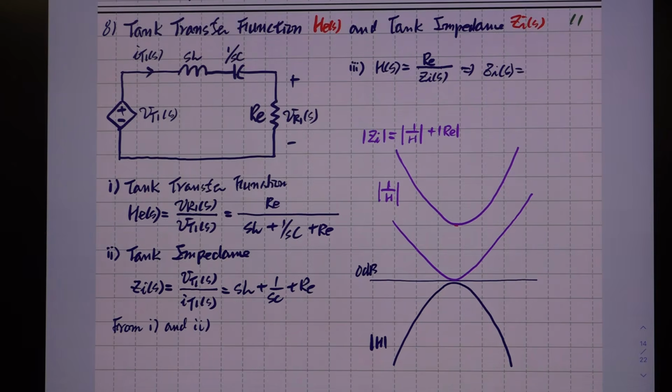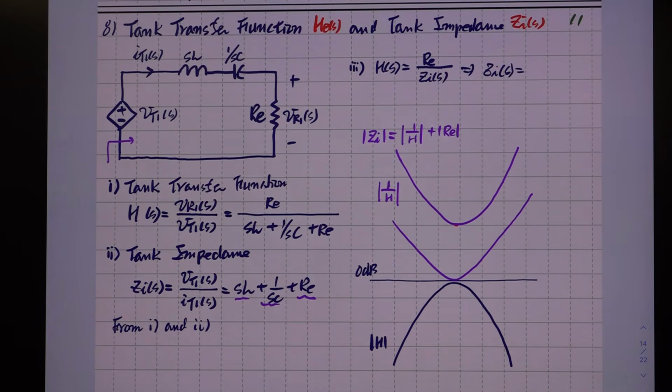Oh, H, not HE. HS, just HS. Okay, forget about this. HES is something else. So use HES, the input to output transfer function of this tank circuit, and the expression is this. And this is the tank impedance seen by the input port, which is GIS. The expression of GIS is very simple. It's just a series connection of three components.